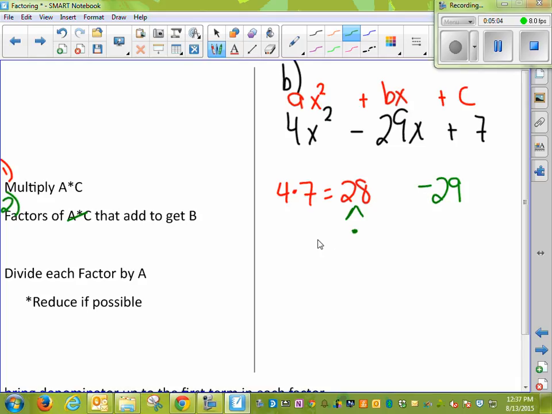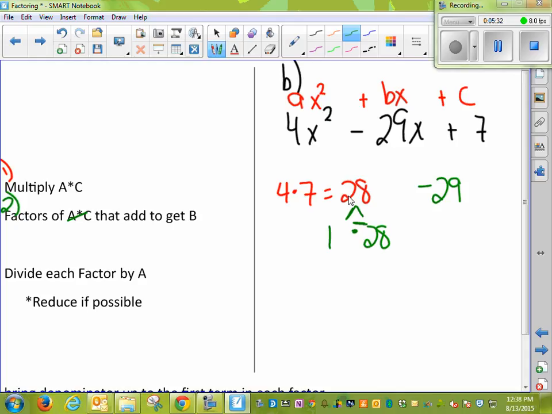Let's start with 1. 1's always a great place to start. 1 times 28 gives me 28, great. But when I add them together, I do not get negative 29. So I'm going to take that negative and put it with my largest factor. But now I have a problem. 1 times negative 28 doesn't give me this positive number, so what can I do?